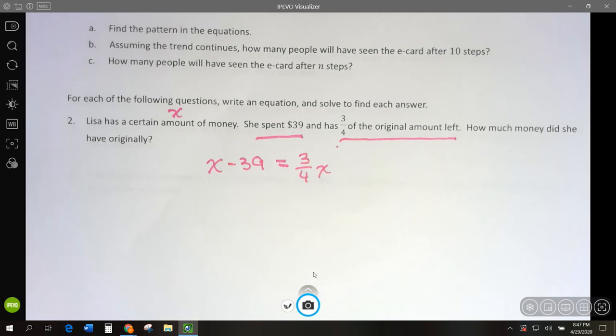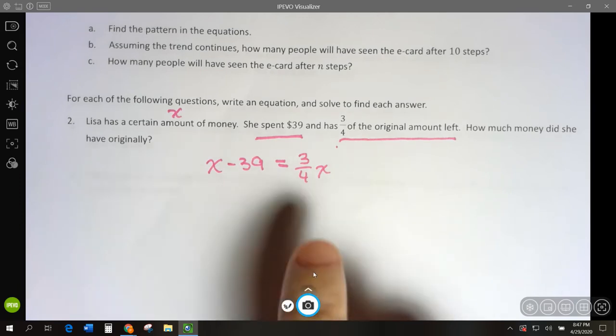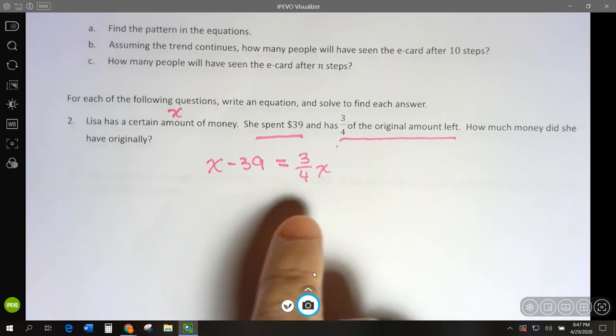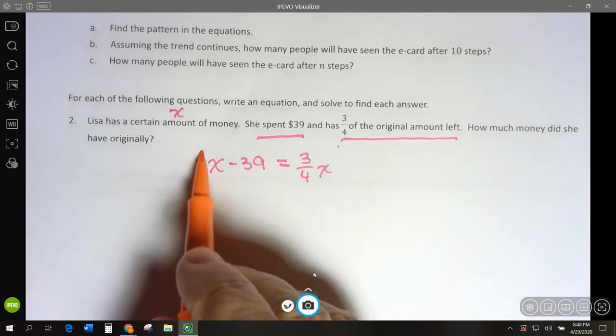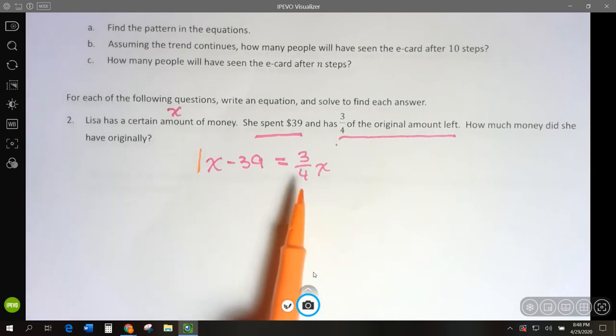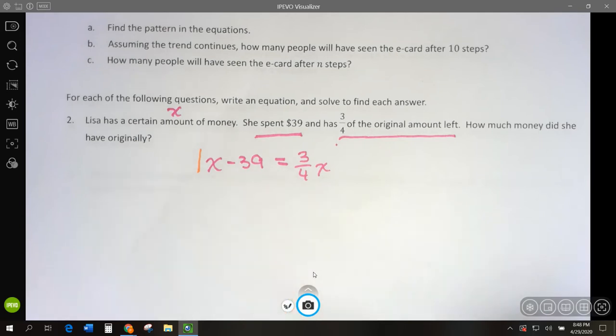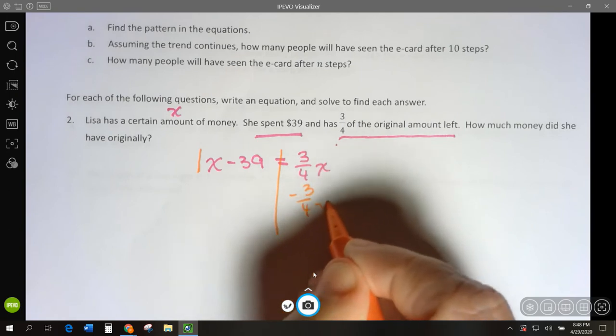Now, to solve this equation, the first thing we have to do, because there's variables on both sides, is we have to get rid of the variable with the smallest coefficient. This X has a coefficient of 3/4. What is the coefficient of this X? Don't forget it's invisible. It's that 1. So which is smaller, 1 or 3/4? 3/4 is smaller. 3/4 is a number smaller than 1. So we're going to have to subtract 3/4 X from both sides.